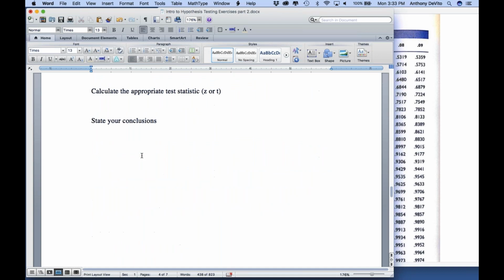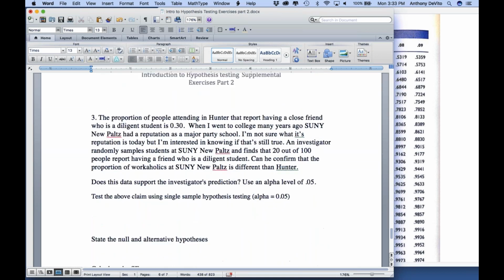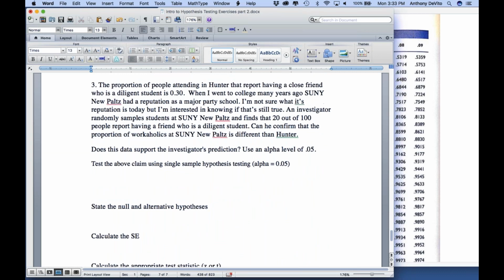Okay, let's try another one of these. We'll beat this to death if we have to. Here's a proportion. Let's do a proportion.